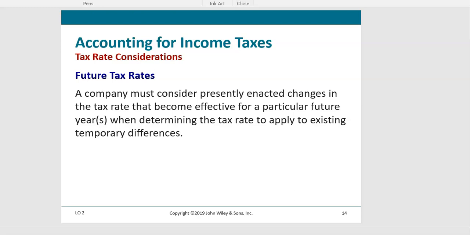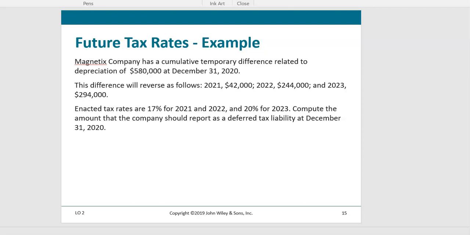What about when tax rates are expected to change in the future? A company must consider presently enacted tax changes, and estimates of changes in taxes in the future, when they're looking at how temporary differences will reverse. Let's take a look at an example. Magnetics Company has a cumulative temporary difference related to depreciation of $580,000 at December 31st, 2020.